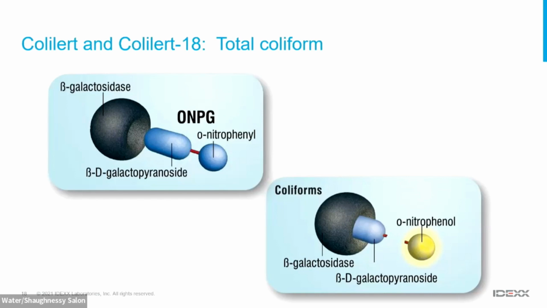And when that happens, the bond between the nutrient and the indicator is broken, and that indicator is now floating freely, and it will actually turn yellow. So for Colilert and Colilert-18, ONPG is going to tell us coliforms are present. We're going to see the media go from colorless to yellow.